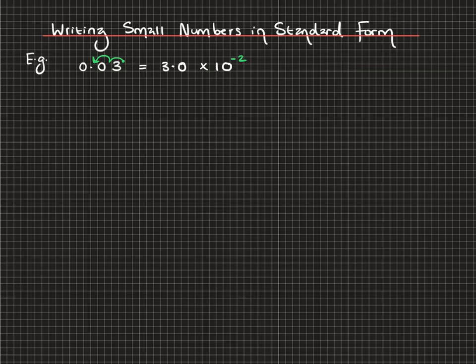Now, what does this actually mean, 10 to the power of negative 2? Well, you've just recently had a look at negative indices. So this means 3.0 multiplied by 1 over 10 squared. So that's 3.0 multiplied by 1 over 100, which is the same as saying 3 over 100, which of course is 0.03. So the negative powers here ensure that you are multiplying by very small decimals, which is how you can write these numbers in standard form.